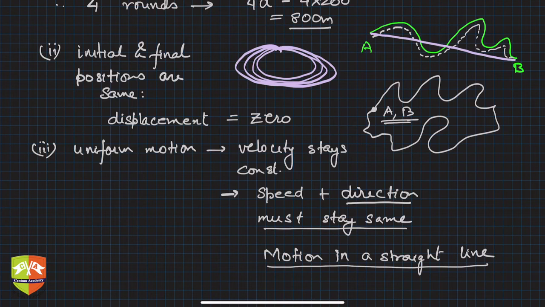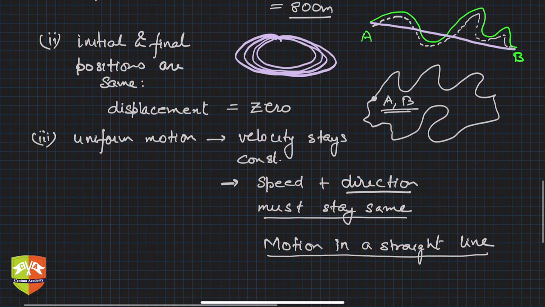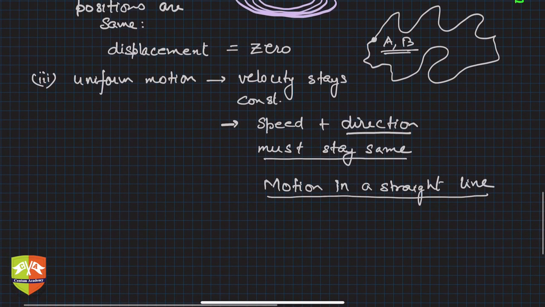When you throw something up against gravity, it's a motion in a straight line, but that's not uniform motion. Why? Because the velocity keeps on reducing and finally ends up being zero at the highest point. And then it starts increasing once again, right? So that is also motion in a straight line, but that's not uniform motion owing to the changing speed at every moment.